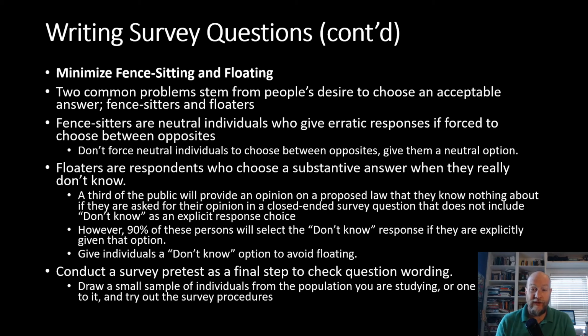So what you're doing is you're increasing the validity of your data. You're not having people agree to something they don't truly believe or don't have an opinion about. So you can give individuals a don't know or no opinion option to avoid floating.